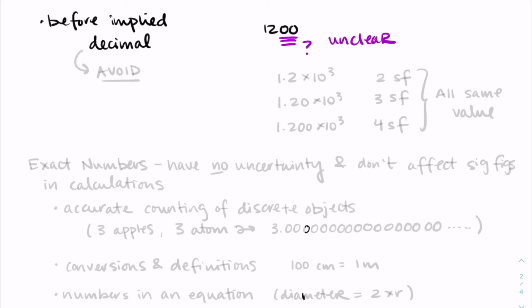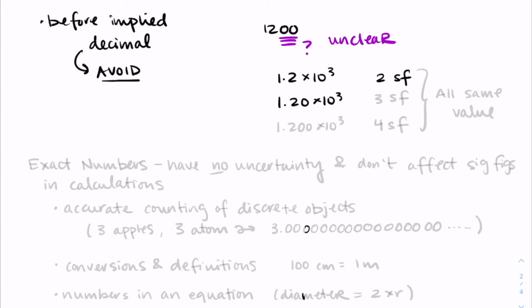The best way to avoid this is by reporting your answers in scientific notation. So for scientific notation, everything that I have written here is the same value, and it's also 1200. But when you write something in scientific notation, all of the digits in the number before the times 10 to whatever power are significant. So if I write 1.2 times 10 to the third, the 1 and the 2 are significant. This number has 2 significant figures.